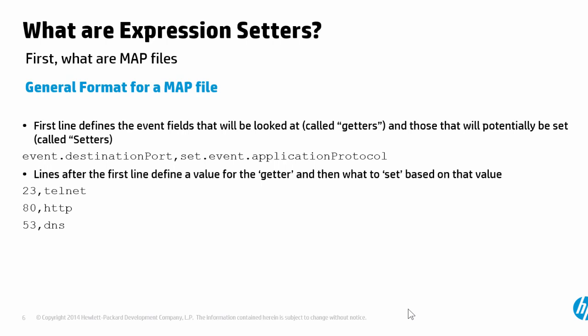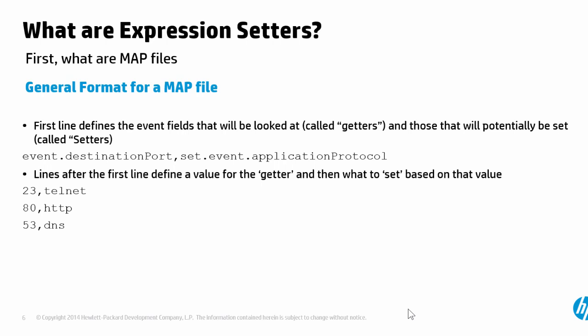So as you can see here, this is a nice little value add that you can do to your events. If I see destination port equaling 23, I then want you to set application protocol to telnet. The same thing goes for 80. If my destination port is 80, then set my application protocol to HTTP. Great. It's just a nice way of enriching the information.